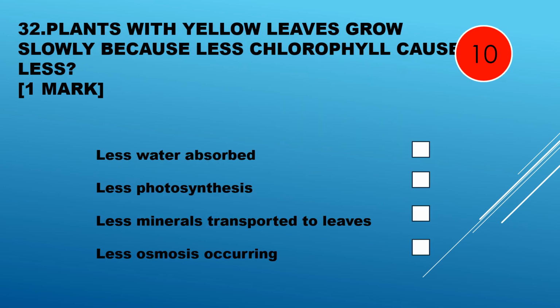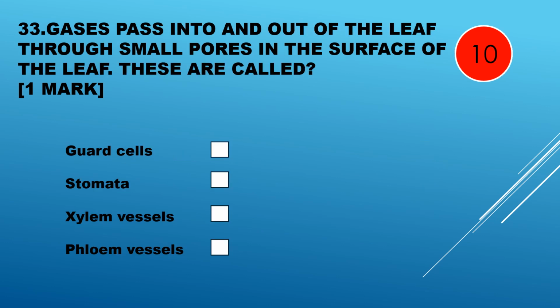Question 32. Plants with yellow leaves grow slowly because less chlorophyll causes less water to be absorbed, less photosynthesis, less minerals transported to leaves, or less osmosis. Yellow leaves means there's less chlorophyll, therefore less light absorbed, therefore less photosynthesis. Question 33. Gases pass into and out of the leaf through small pores in the surface of the leaf.